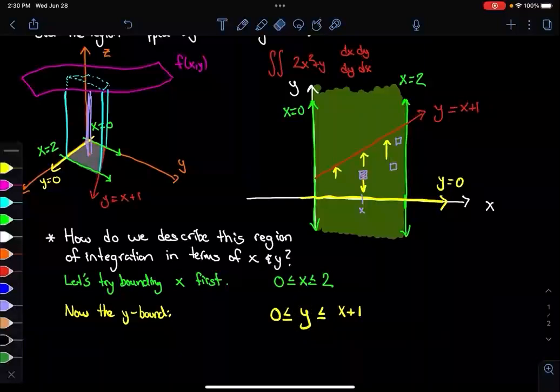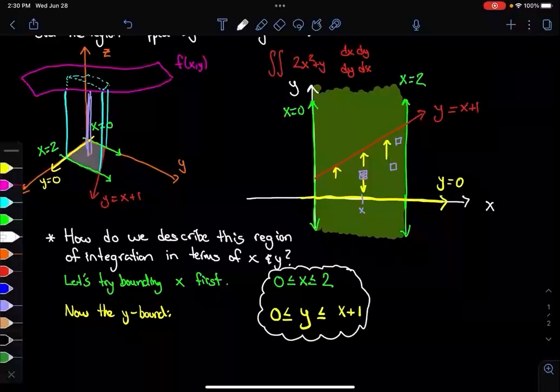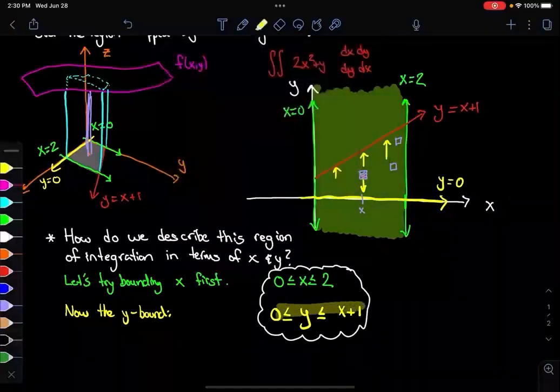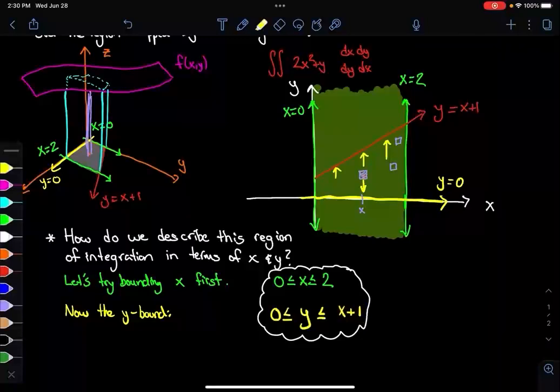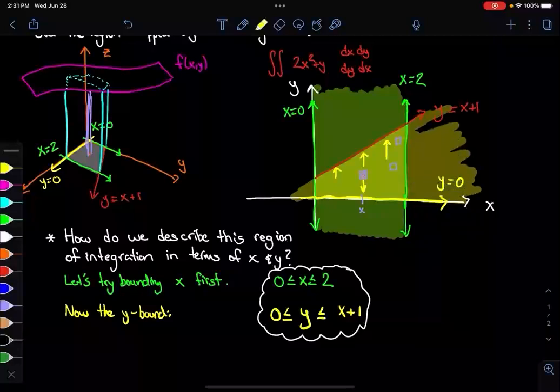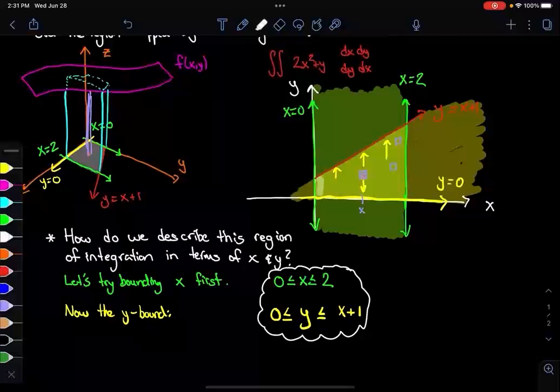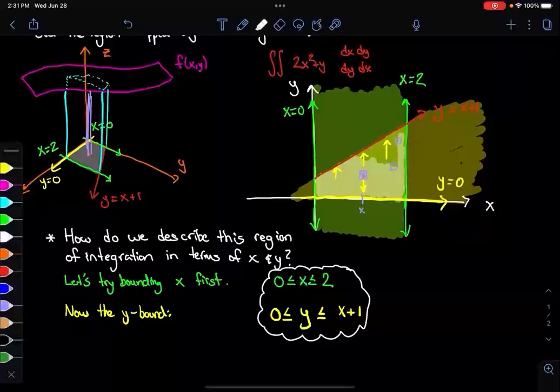Okay, and so this is a description of this region, because this part, 0 less than or equal to y less than or equal to x plus 1, is describing all of this. This is all the space in between the lines y equals x plus 1 and y equals 0. You'll notice that the overlap between those two areas is exactly what we are looking for. It stops our little rectangular prism perfectly inside this region right here.